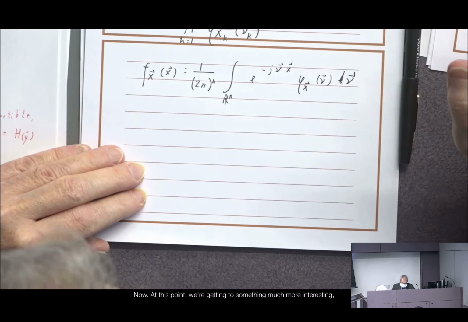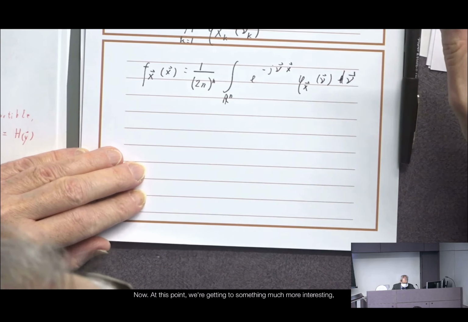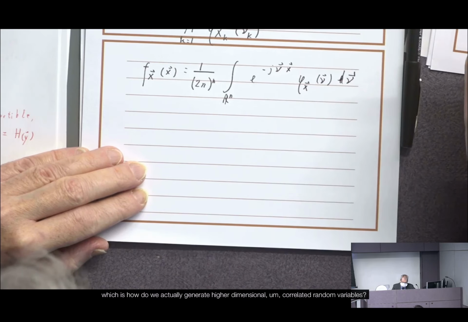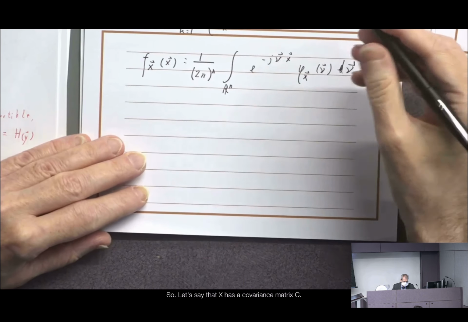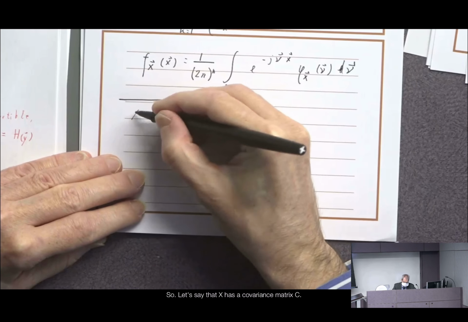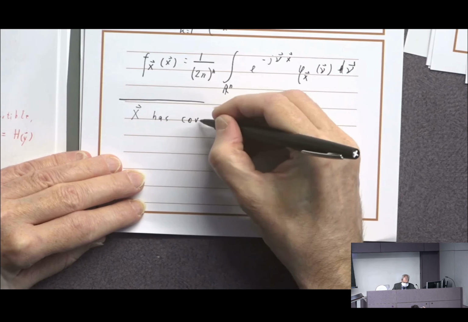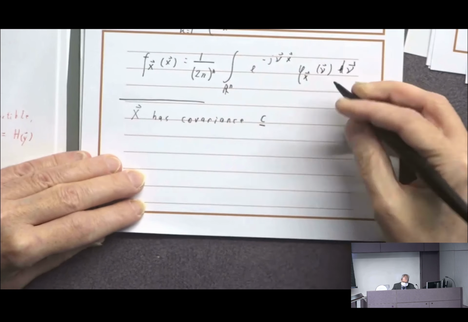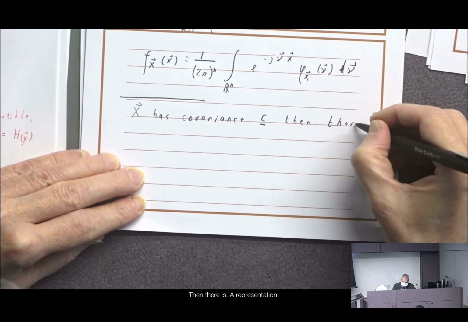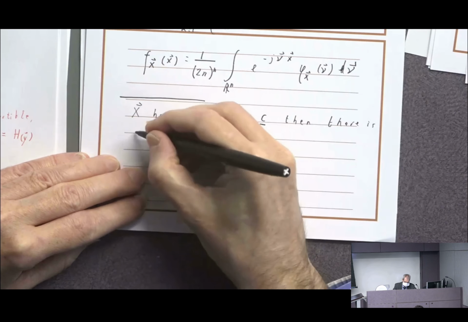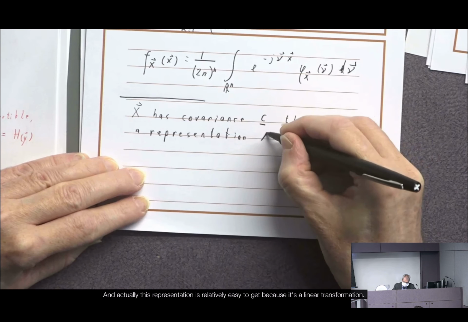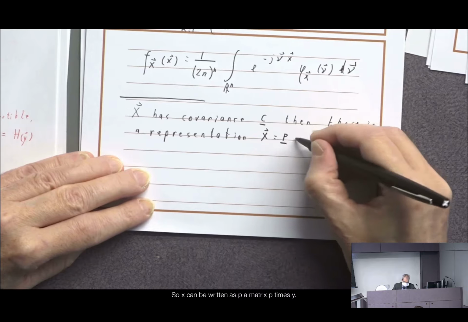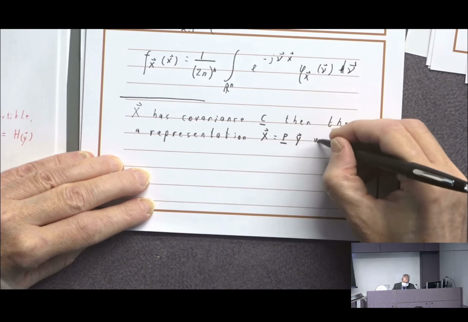Now, at this point, we're getting to something much more interesting, which is how do we actually generate higher dimensional correlated random variables, and what can we say about the impact of the correlation? So let's say that X has a covariance matrix C. Then there is a representation, and actually this representation is relatively easy to get because it's a linear transformation. So X can be written as a matrix P times Y, where the components of Y are uncorrelated.